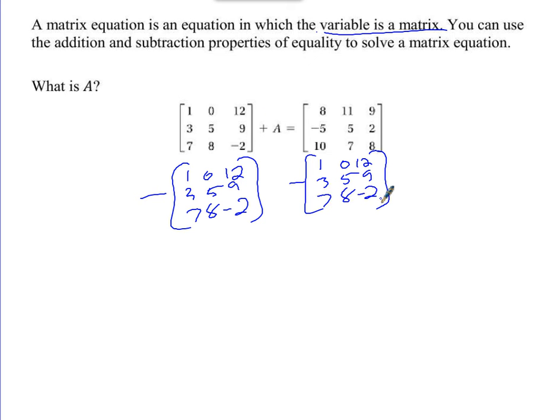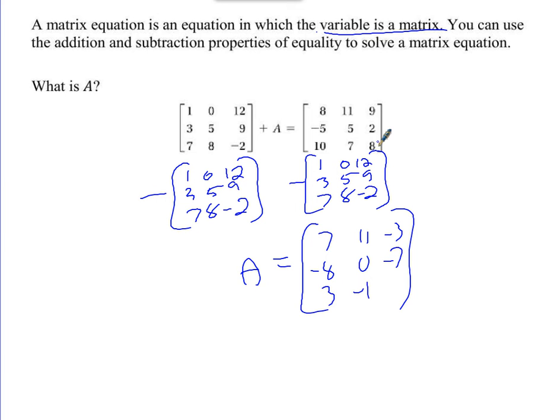That's going to leave me with A on the left equals, and now all I have to do is this subtraction here on the right. So while you struggle with typing that into your calculator, because this is simple, I'm just going to do it right now without using the calculator. 8 minus 1 is 7, 11 minus 0 is 11, 9 minus 12 is -3, -5 minus 3 is -8, 5 minus 5 is 0, 2 minus 9 is -7, 10 minus 7 is 3, 7 minus 8 is -1, 8 minus -2 is +10.